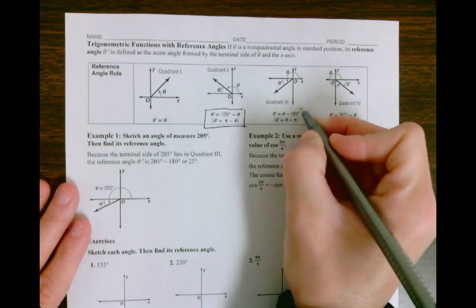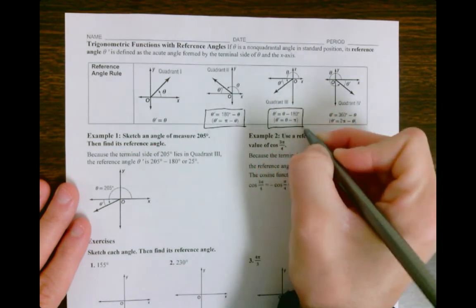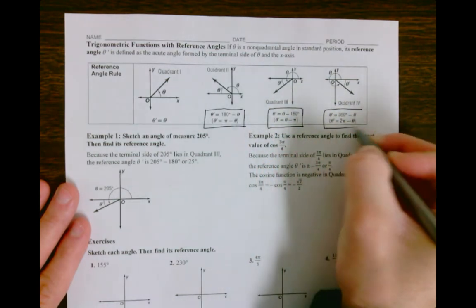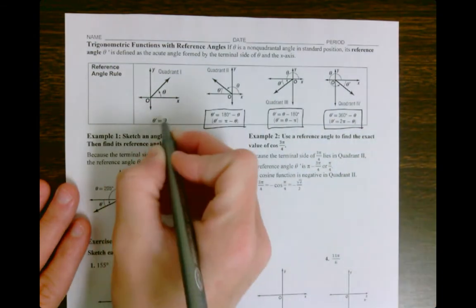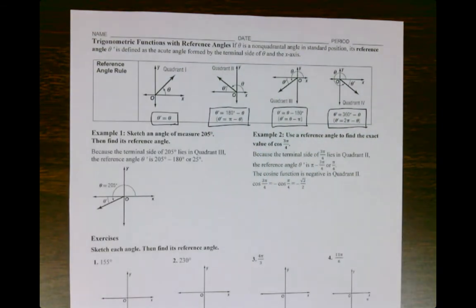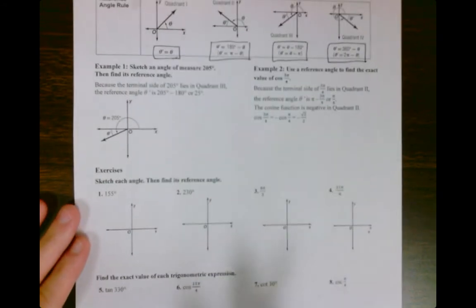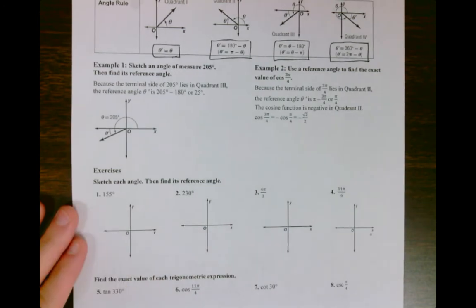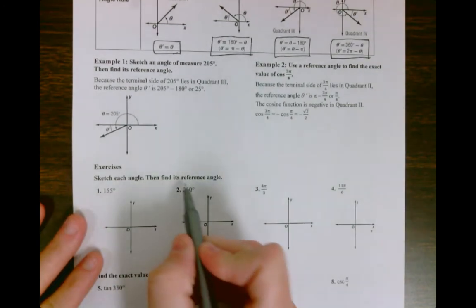And then this is quadrant 3. So that's the formula we're going to use. And then quadrant 4. That's what we're going to use there. And again, they are the same thing here. There's not a reference angle in quadrant 1. So first thing, we want to sketch our angle here, and then we want to find its reference angle.